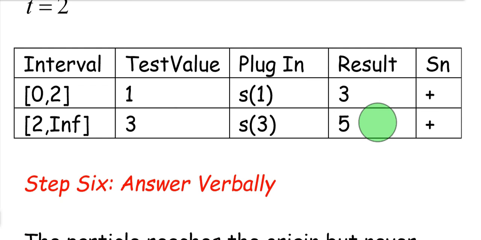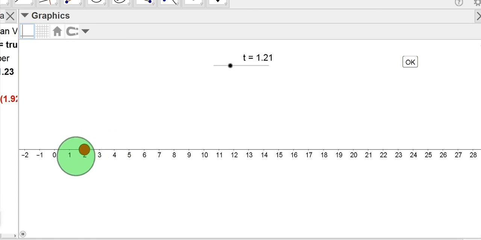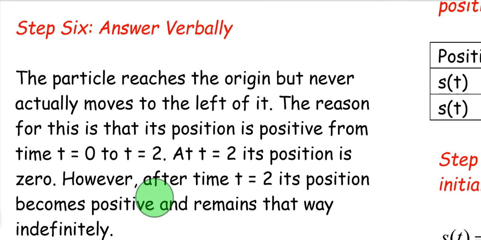So let's go ahead and simulate this one more time. We can see the particle moving. You can see right there at 0. It hits 0, but it never goes to the left of the origin. And so that just confirms the fact that, nope, it never reaches the left of the origin. It's always to the right of the origin except at time t equals 2, in which case it's on the origin. That's it for this particular question of the particle's position relative to the origin.